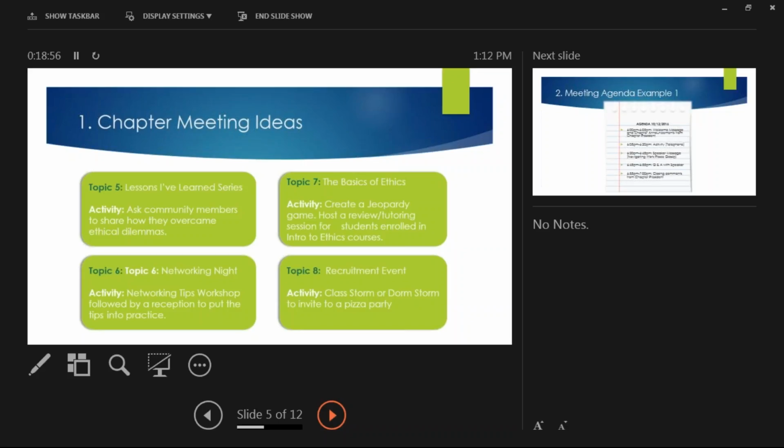And then the basics of ethics. So you can create a Jeopardy game, and you can basically include different types of trivia related to your student CPT chapter, related to the national office or ethics in general. And maybe you can mix in some current events or some things just around your city. And a little bit later, I'll show you an example of one school who did this very effectively. And so I think you'll enjoy seeing that.